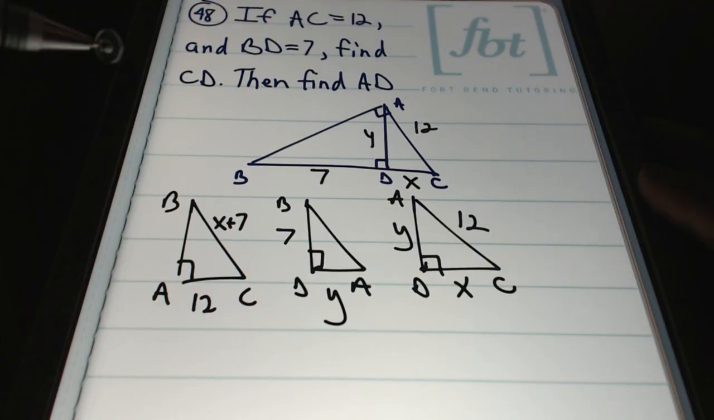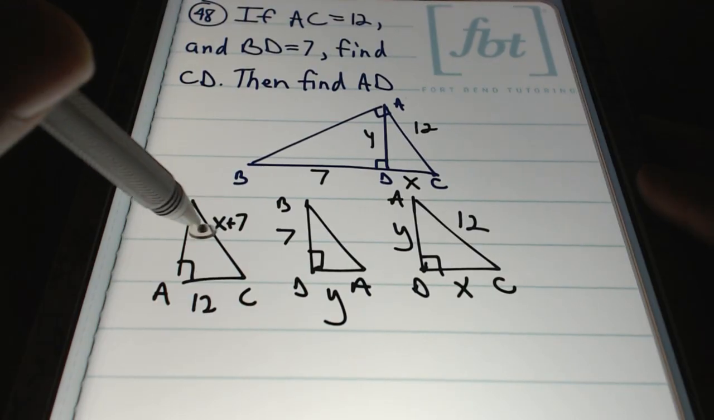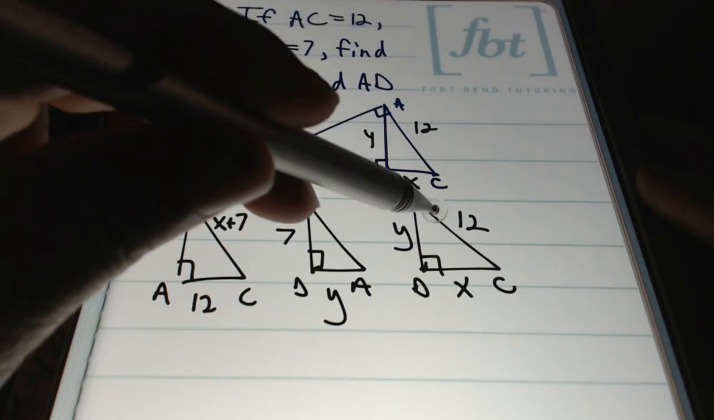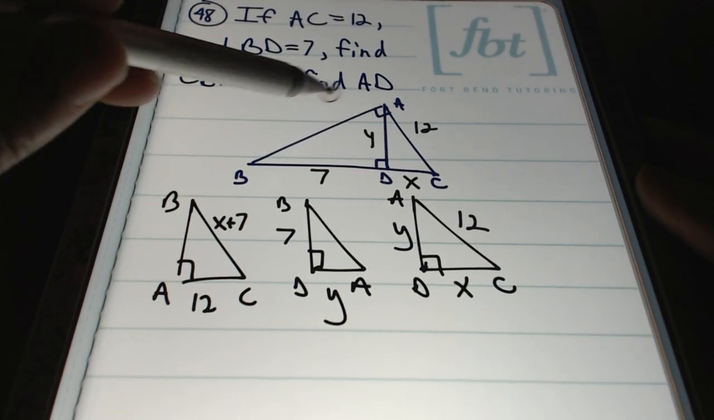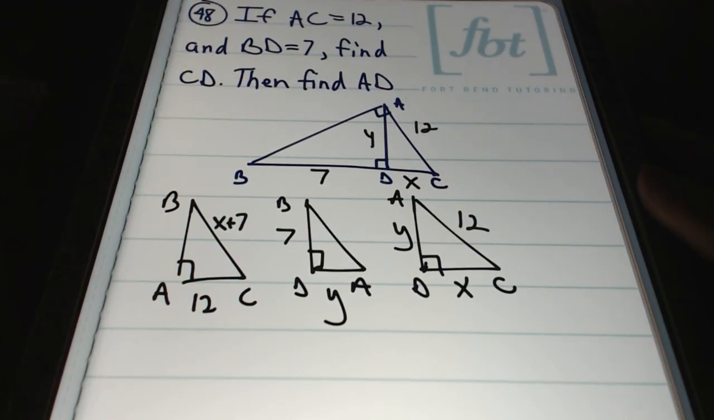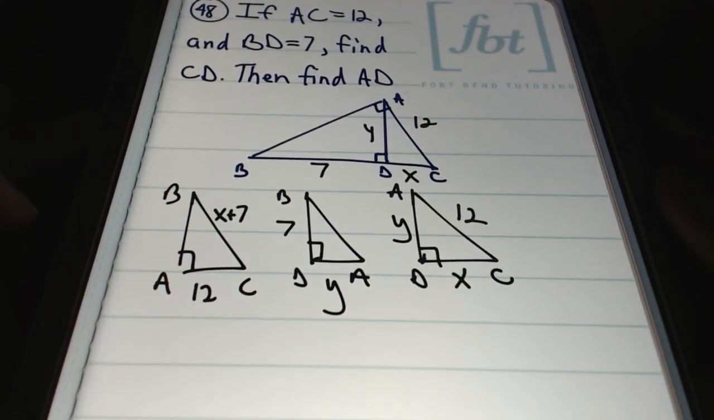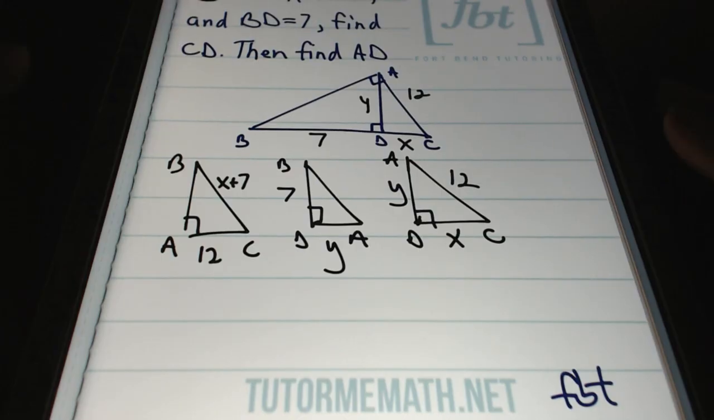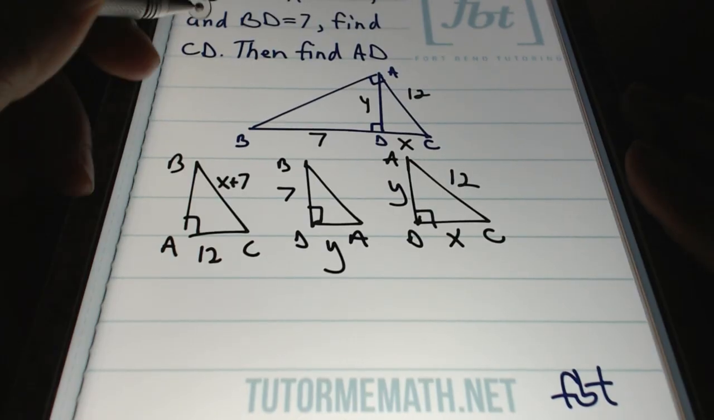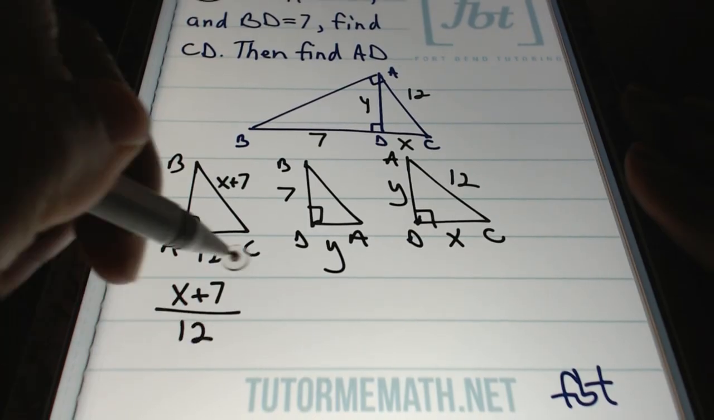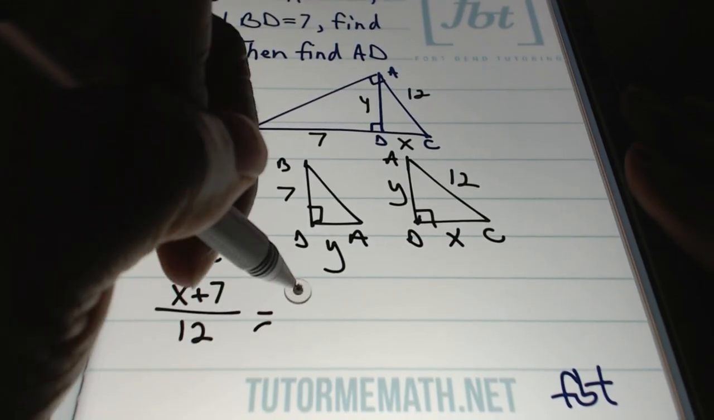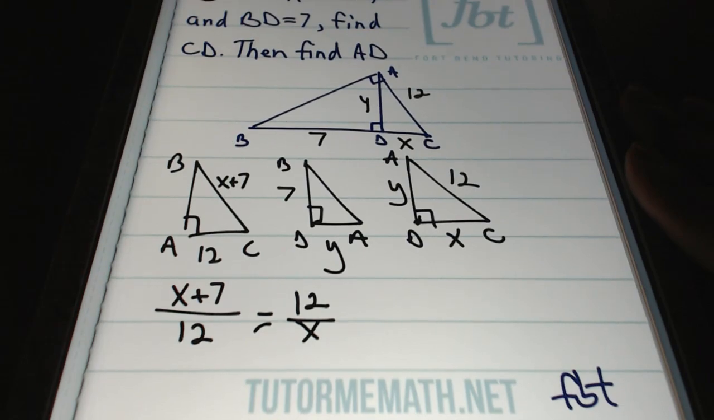All right, so we've got our Papa Bear, Mama Bear, Baby Bear labeled, and we're going to be using proportions, guys. All of these triangles are proportionate to one another. They're similar triangles. Because of that, we can use the extremes means to set this up. We can use proportions to set it up. In other words, I can say that X plus 7 is to 12 as 12 is to X.